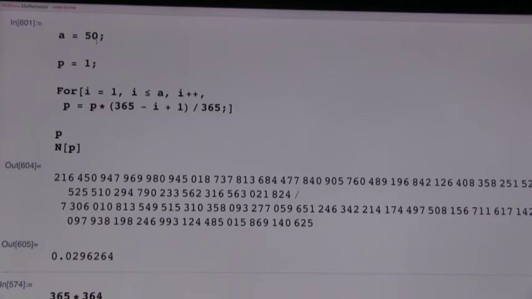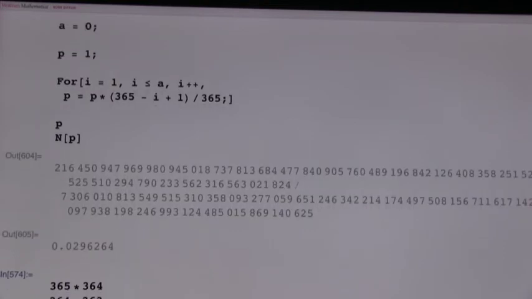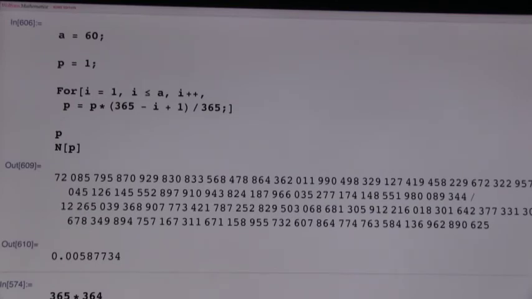And now let's go to 60 people. Just a small increase. You think 1% chance? I'm guessing 0.001. So you think it's 1 in 1,000, okay? 0.005. All right, so it's sort of in between. Close to 1 in 200.